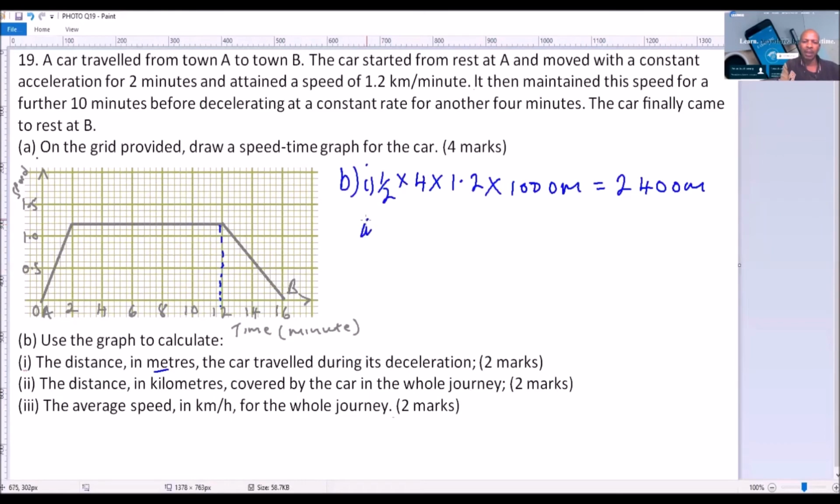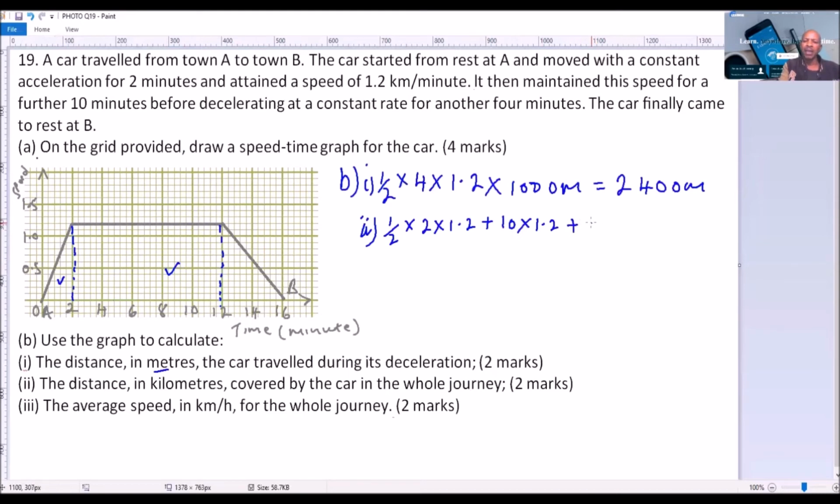We go to Roman number 2: the distance in kilometers covered by the car in the whole journey. So in this case, we get the area under the whole curve. We get the area of the first triangle, which is a half, base is 2 and height is 1.2. Now we are working with kilometers, so we will not multiply by 1,000.